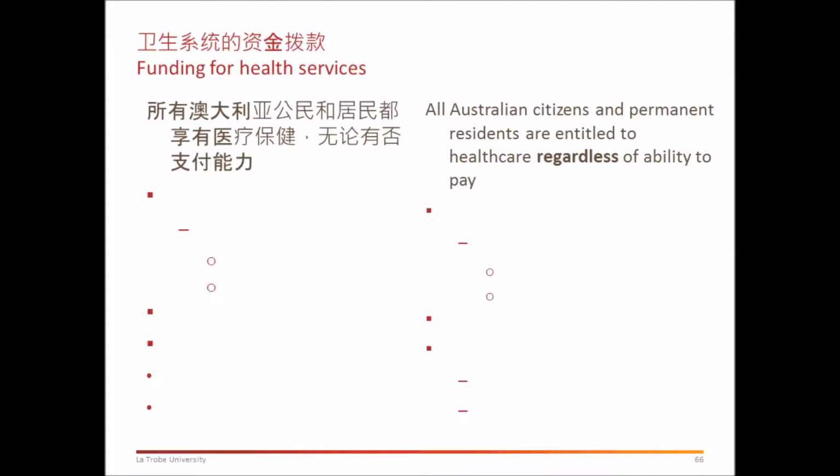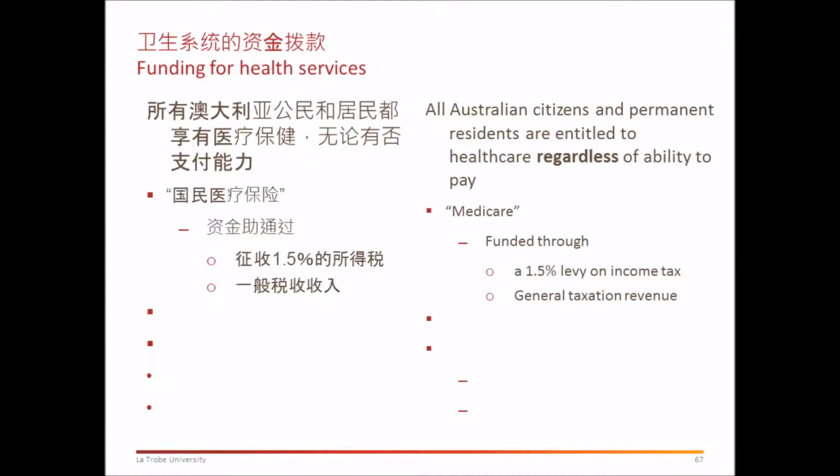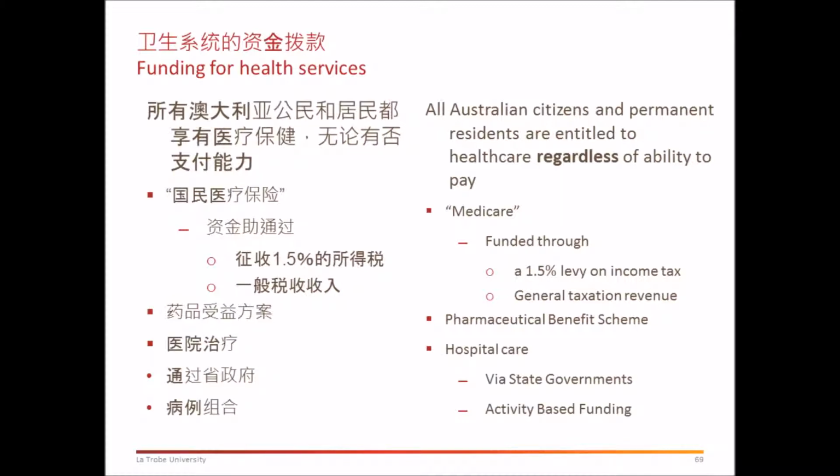Now, in terms of funding for health services, all Australian residents and permanent residents and citizens are entitled to healthcare regardless of ability to pay through the public system. This is through Medicare, which is funded through a 1.5% additional levy on people's income tax, and also through revenue raised through general taxation by the federal government. They're entitled to benefits via the pharmaceutical benefits scheme, and hospital care is provided once again via state governments who remunerate hospitals based on activity-based funding.